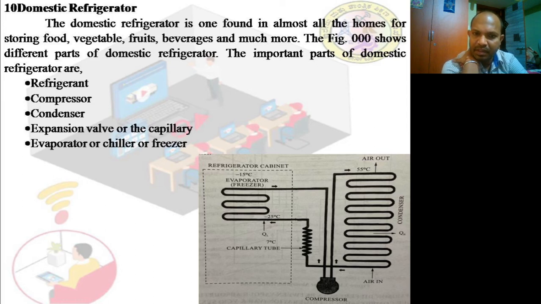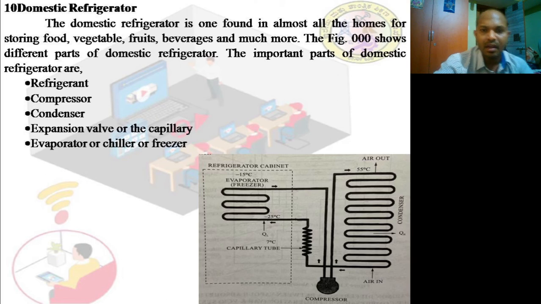If you see this capillary tube, through which the temperature will be reduced, in the capillary tube the temperature will be around 7 degrees centigrade at the entry. At the exit of this capillary tube it will be minus 25 degrees centigrade. So minus 25 degrees centigrade means it will evaporate even at 0 degrees centigrade. That is the reason why we feel that our fruits and vegetables are so cold. It absorbs that complete heat.